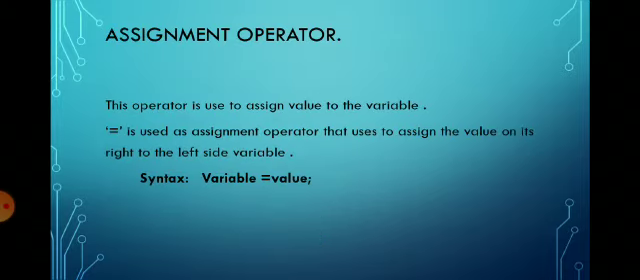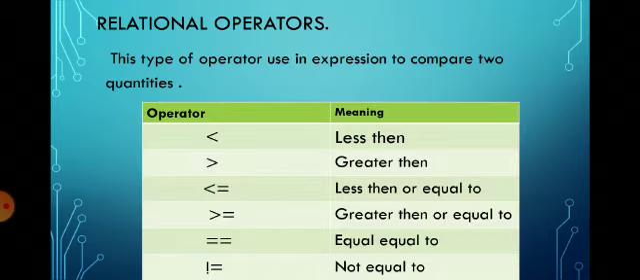Now assignment operator. This operator is used to assign a value to the variable. Equals to is used as the assignment operator that is used to assign the value on its right to the variable on the left side. The syntax is variable equals to value semicolon. Now relational operators. This type of operator is used in expressions to compare two quantities. These are the operators and the meaning of these operators.